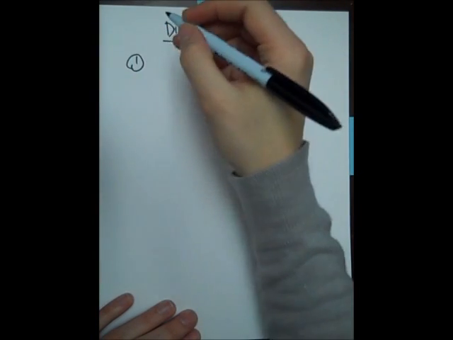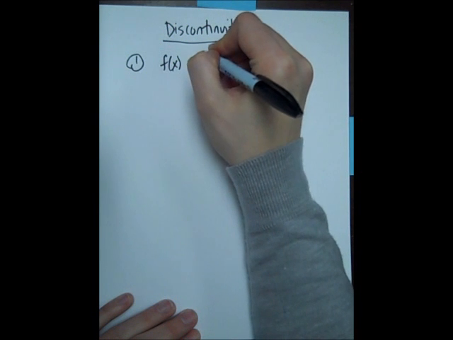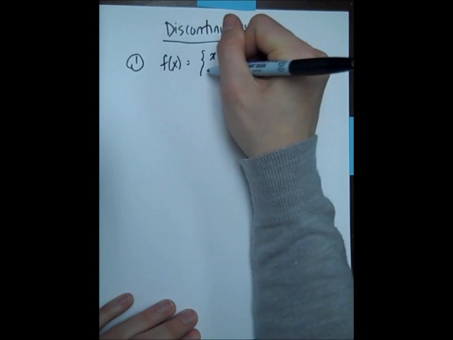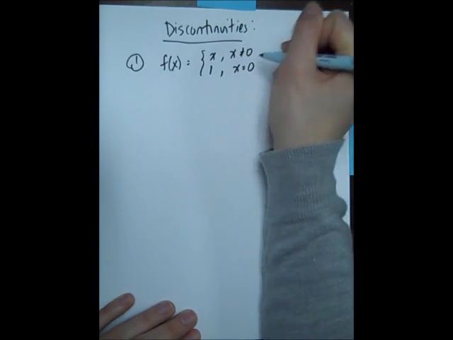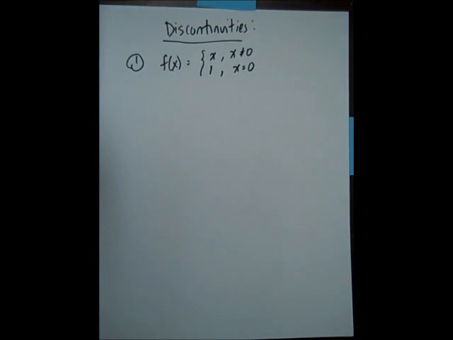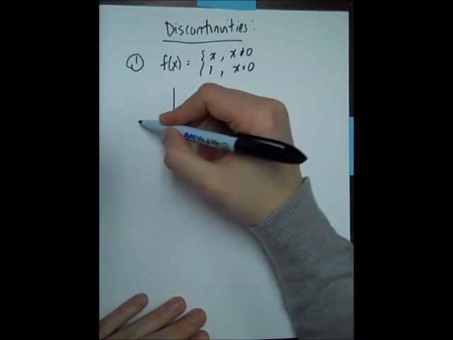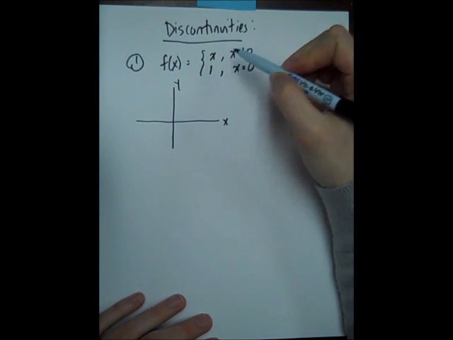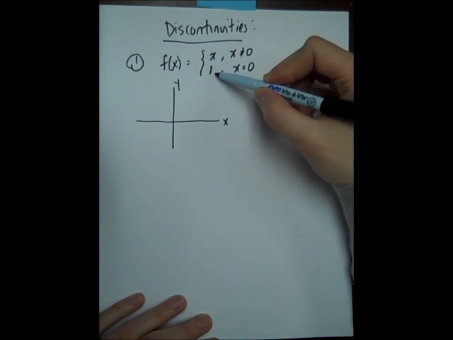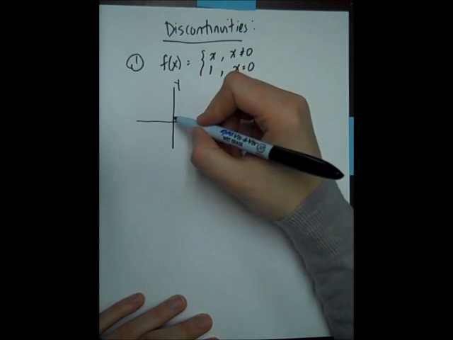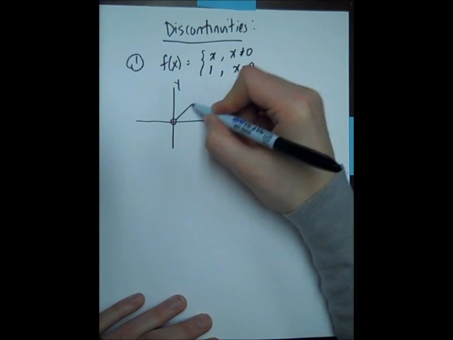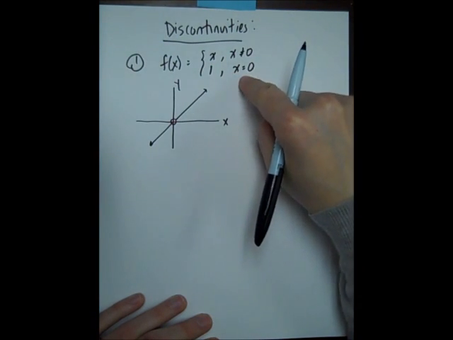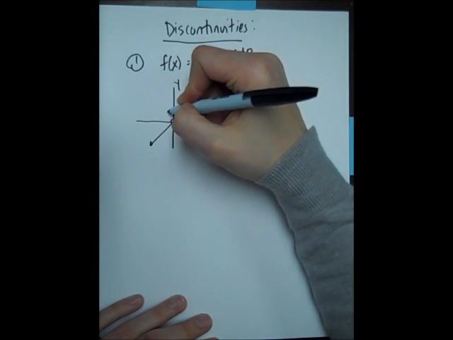So the first one: I'm going to draw the picture of f of x. It's defined piecewise, so it'll be x for x not equal to 0, and 1 for x equals 0. So what does this function look like? Here's my x-axis, here's my y-axis. It says that everywhere except at 0, my function value is the line y equals x. So everywhere except for 0, there's my function value. But when x is equal to 0, my function is equal to 1.